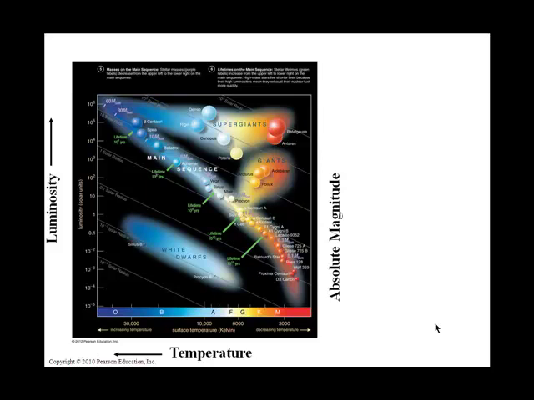And remember, the surface temperature of the star goes hand in hand with what color you generally see it as. And then along the y-axis is luminosity. How much energy is leaving its surface per second. And luminosity goes hand in hand with something we call absolute magnitude. And it increases as you go up the y-axis.